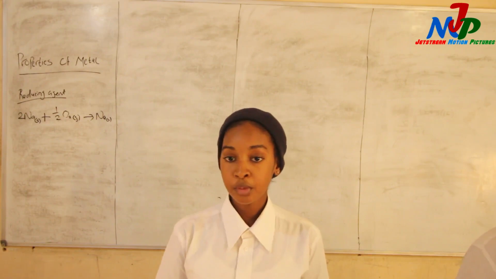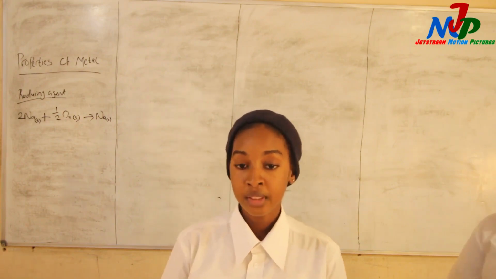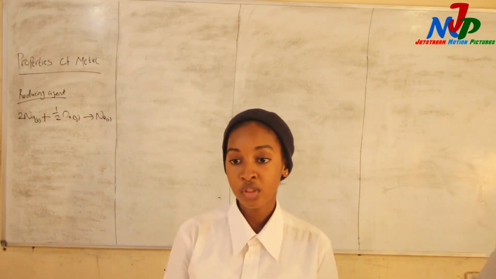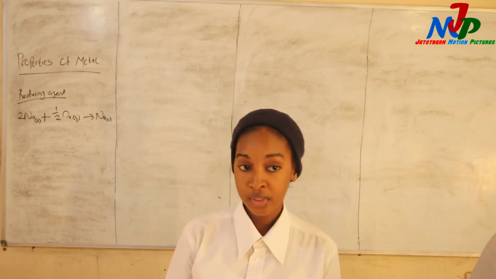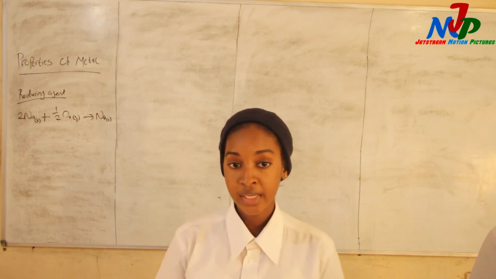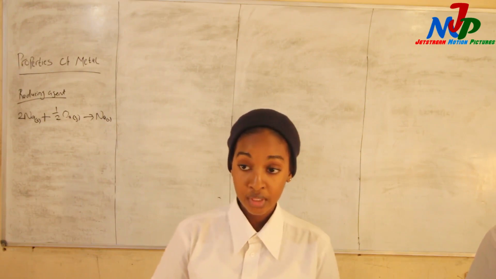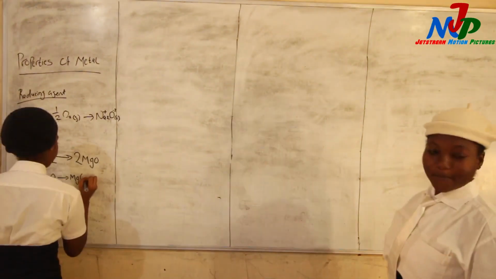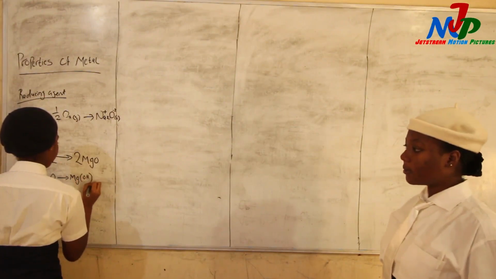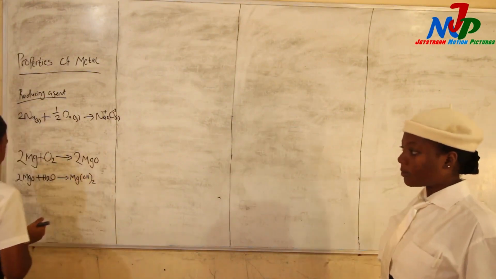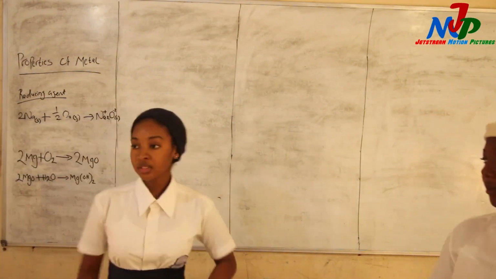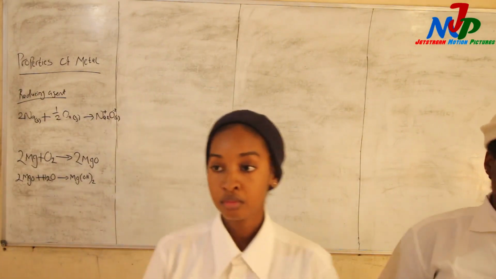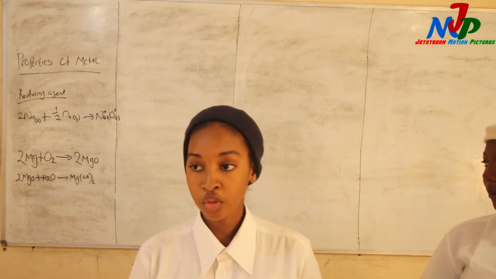For example, magnesium. Magnesium is a metal. When it reacts with oxygen, it forms magnesium oxide. And then when this magnesium oxide is dissolved in water, it gives us magnesium hydroxide. This is the equation for magnesium oxide and magnesium hydroxide.